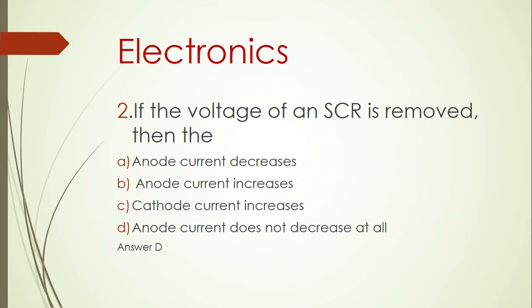If the voltage of an SCR is removed, then A, the anode current decreases, B, anode current increases, C, cathode current increases, and D, anode current does not decrease at all. Option D is the correct answer. Now let's move to MCQ number 3.